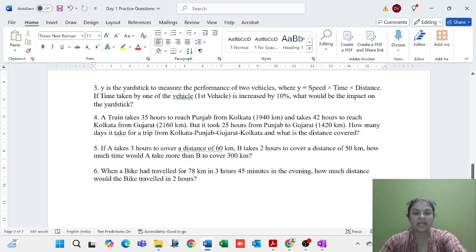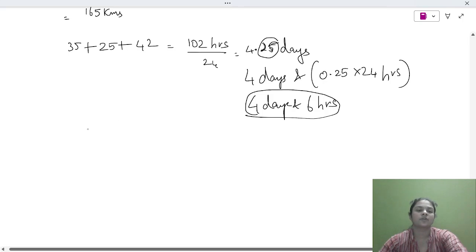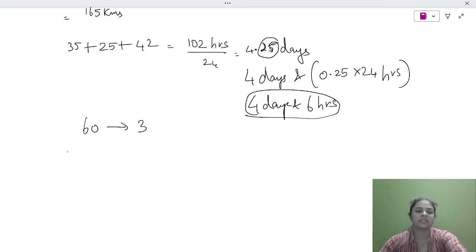So A takes 3 hours to cover 60 kilometers. So for A, 60 kilometers takes 3 hours, then 300 kilometers takes how many hours? Cross multiplication. Because distance and time are directly related to each other. When distance increases, time travel will also increase. So therefore, it is a direct relationship, and now you can do cross multiplication.